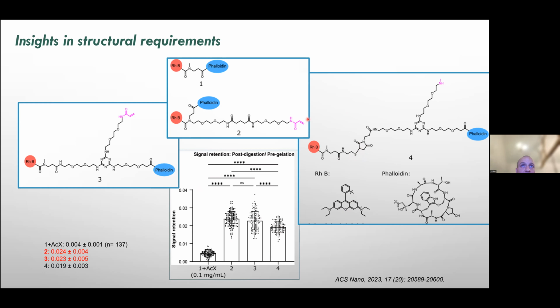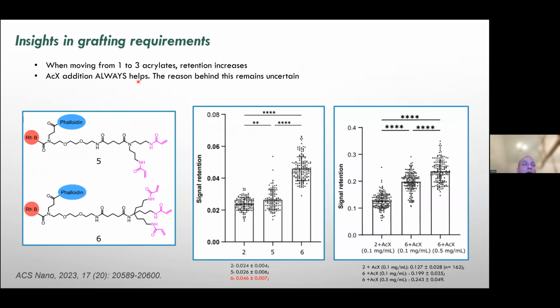So further optimization, moving from the system with one acrylate to multiple acrylates. And what does that buy us? Here you see one acrylate moving to two acrylates. There is an effect, but it's not huge. But when going to 3 acrylates, you see a significant jump.